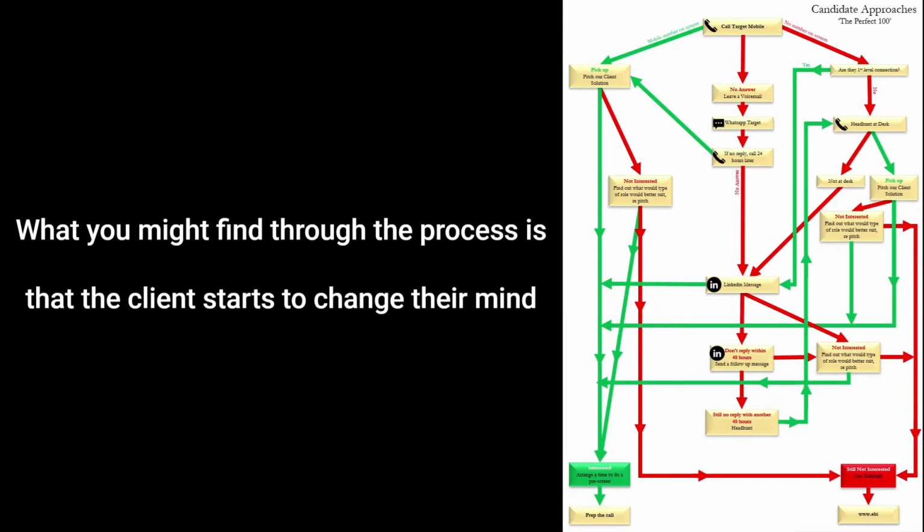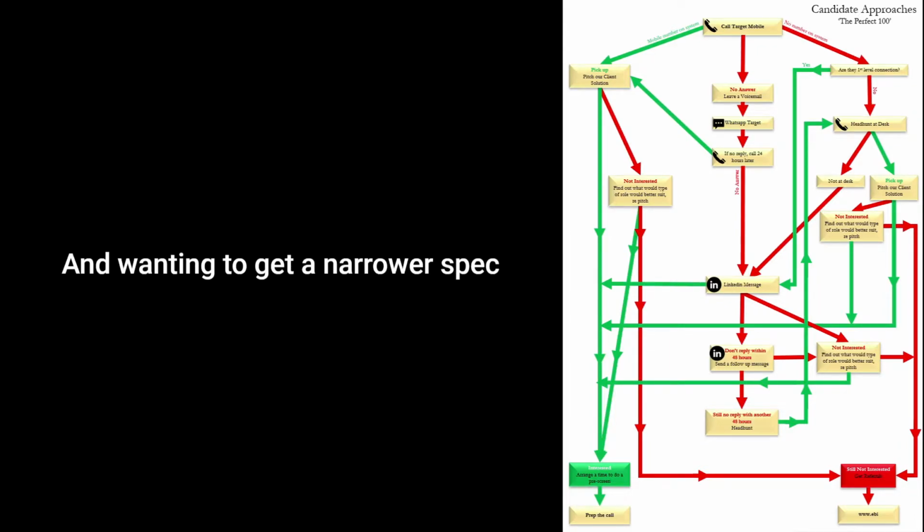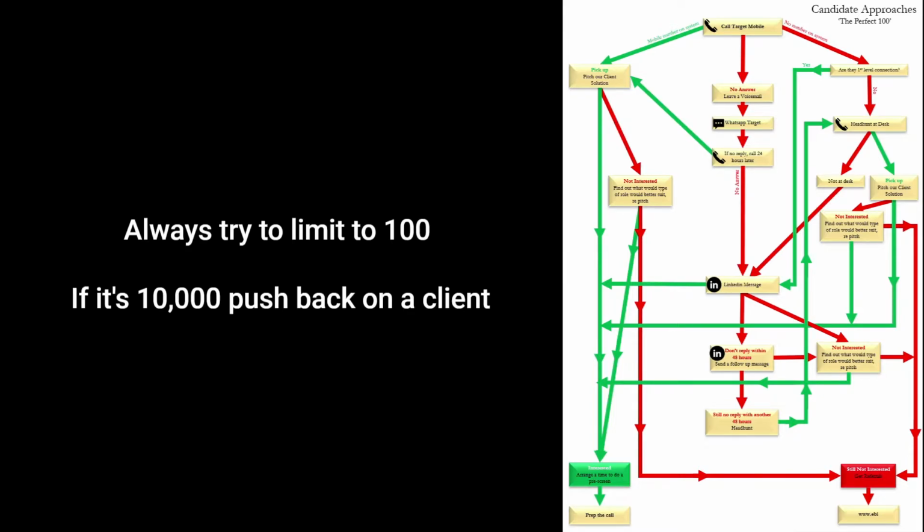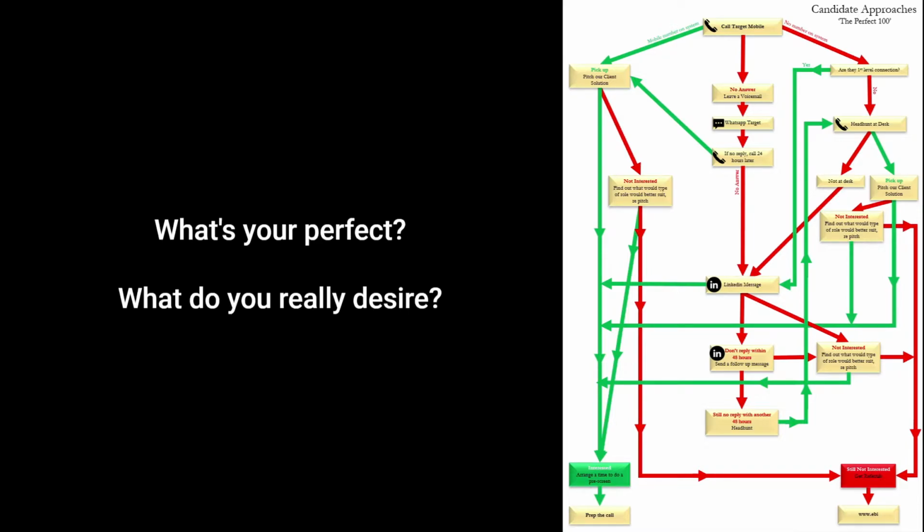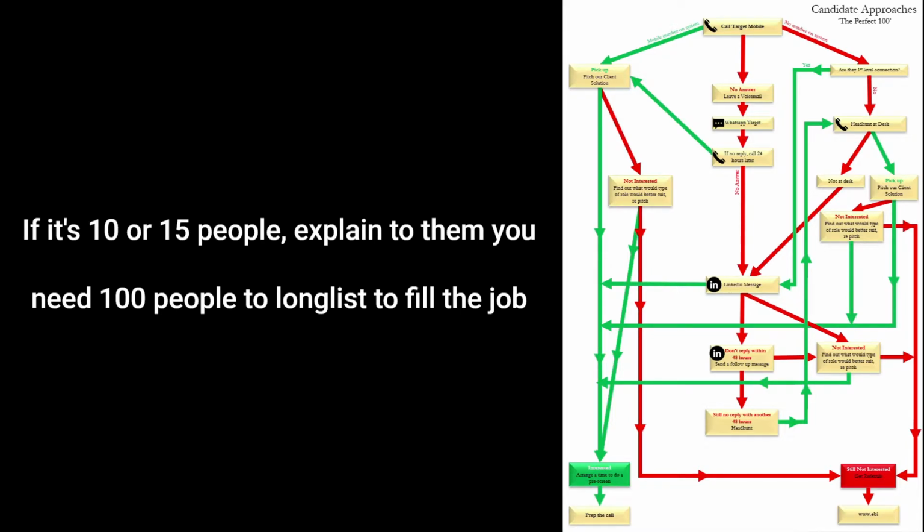If it's over 100, it means the spec is very, very wide. And actually what you might find through the process is the client starts changing their mind and wanting a narrower and narrower spec. So always try to limit to 100. If there's 10,000, push back on a client. What's your perfect? What do you really desire? And start finding it that way. And if it's 10 or 15 people, just explain to them, you need 100 people to long list. You need to be able to get that to be able to fill the job.